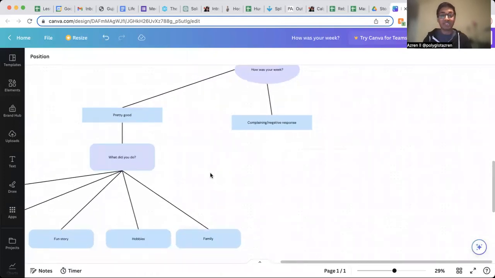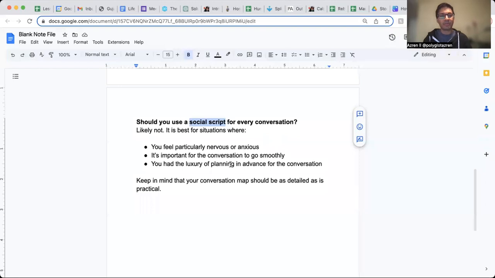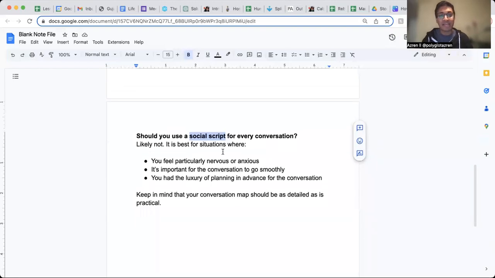So this takes some time. It's not an instant process. It's not something that takes 5 minutes. But if we go back to our document here, remember, you don't need to use this for every conversation, that's excessive. It's only in situations where you feel really nervous and you want to be prepared, right? It's important for the conversation to go very smoothly. You know the conversation's coming and you're like, I want to plan for this properly. You know they're going to say things that you just don't understand, right? You know that. And you're like, man, I want to make sure that this still goes smoothly.